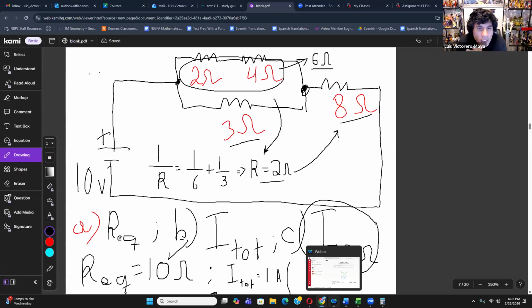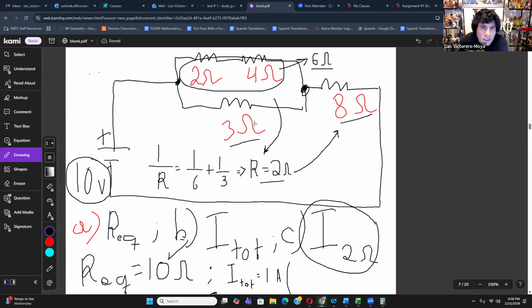It's 0.33. The reason is because the current is split, so you cannot use 10 divided by 2 or 10 divided by 3. This voltage does not apply here. And I said this in class, there is a resistor outside. If there was no 8, yes, it would be 10 divided by 3, the current here, and 10 divided by 6, the current here. But there is an 8. That changes everything. That's why, luckily, I found this so you guys can see how it's done.